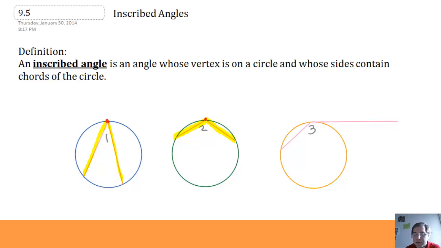Number 3 is not an inscribed angle. While its vertex is on the circle, this side is not a chord of the circle. So the angle 3 is not an inscribed angle.